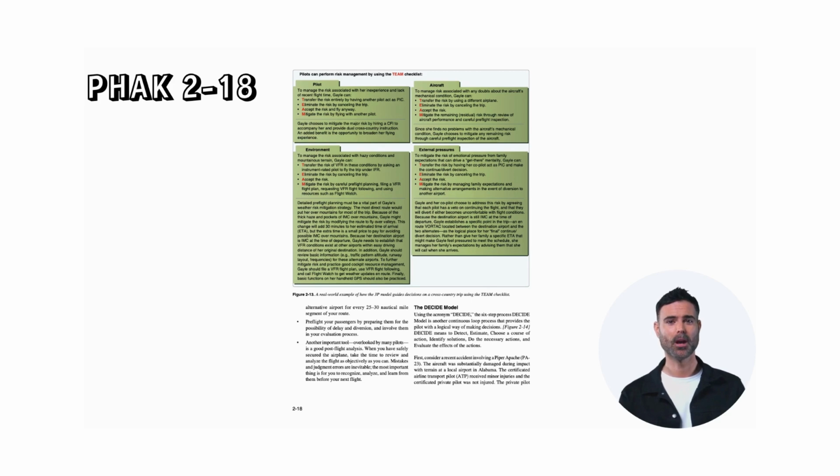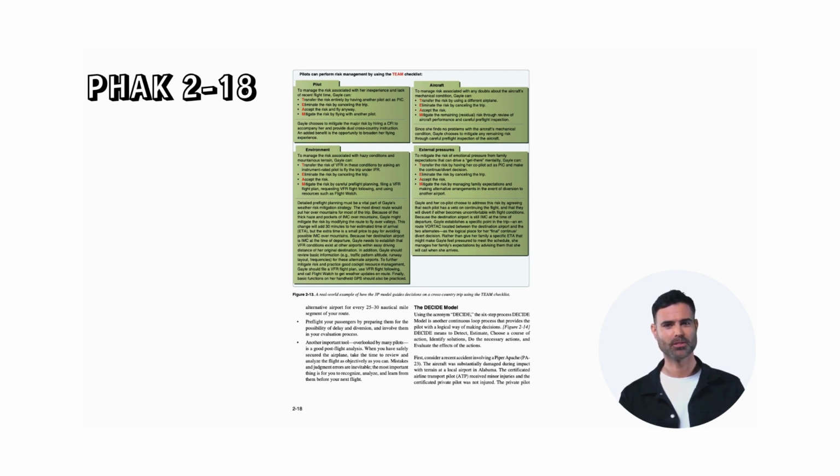The DECIDE model. Using the acronym DECIDE, the 6-step DECIDE model is another continuous loop process that provides the pilot with a logical way of making decisions. DECIDE means to detect, estimate, choose a course of action, identify solutions, do the necessary actions, and evaluate the effects of the actions. First, consider a recent accident involving a Piper Apache, PA-23.